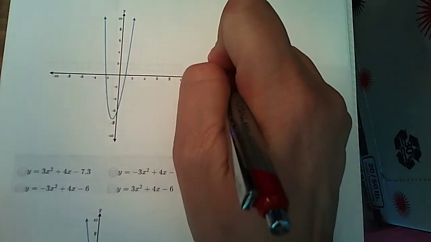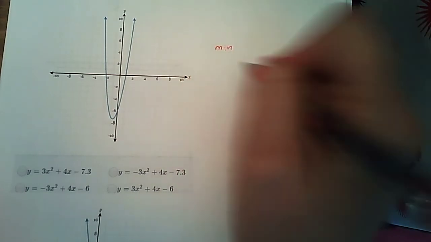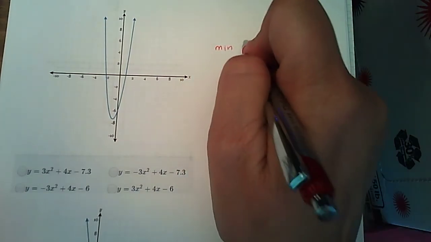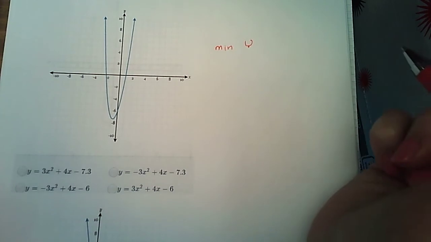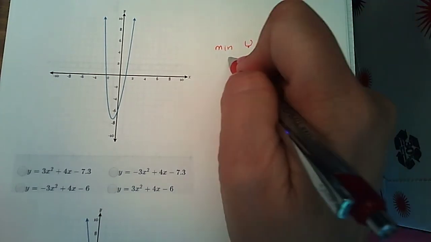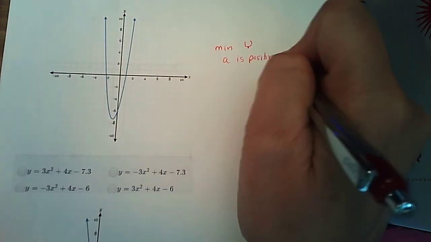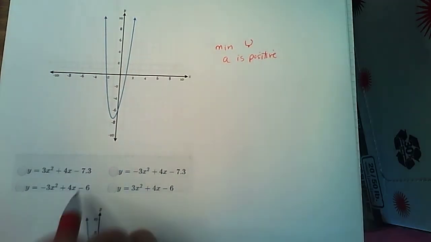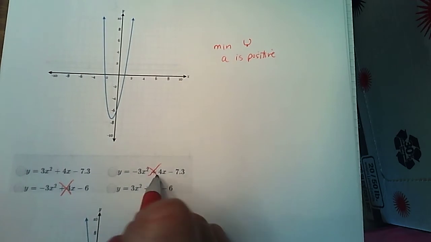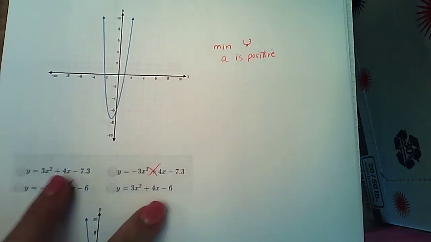We know that, first of all, it's a minimum. It made a U. Exactly, you're right. So it looks like this. So with this now, we know that A is positive. With A being positive, I know this can't be an answer choice and this can't be an answer choice. So which one of these is my answer choice?